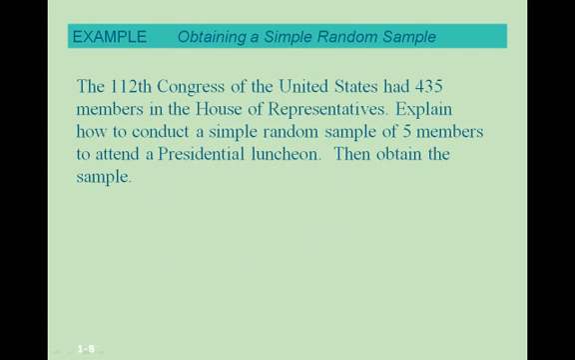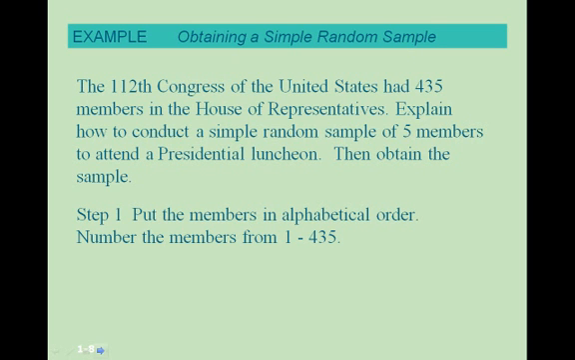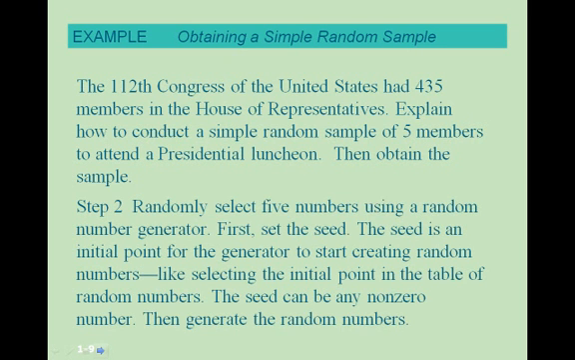In this example, the 112th Congress of the United States had 435 members in the House of Representatives. Explain how to conduct a simple random sample of 5 members to attend a presidential luncheon. Then obtain the sample. So step 1, we put the members in alphabetical order and number the members from 1 to 435. Step 2, we randomly select 5 numbers using a random number generator.